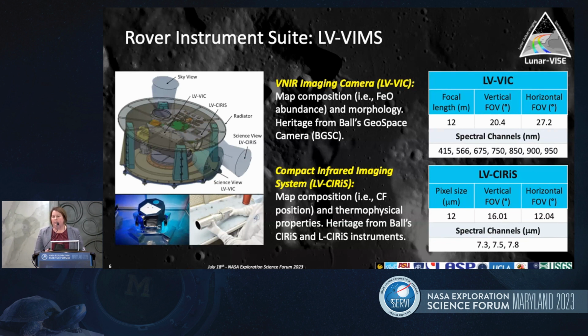And then we also have some overlap with the L-CIRiS instrument that will be going to the south pole of the Moon as part of CP-22. Really the driving thing for the thermal infrared system is to, again, map silicate composition, but also use the wide range thermal channel to understand the thermal physical properties of the domes.